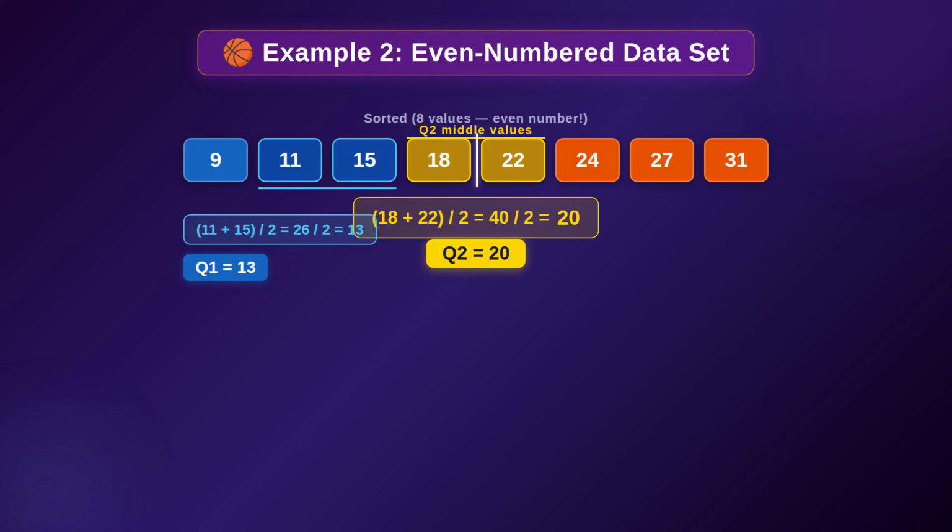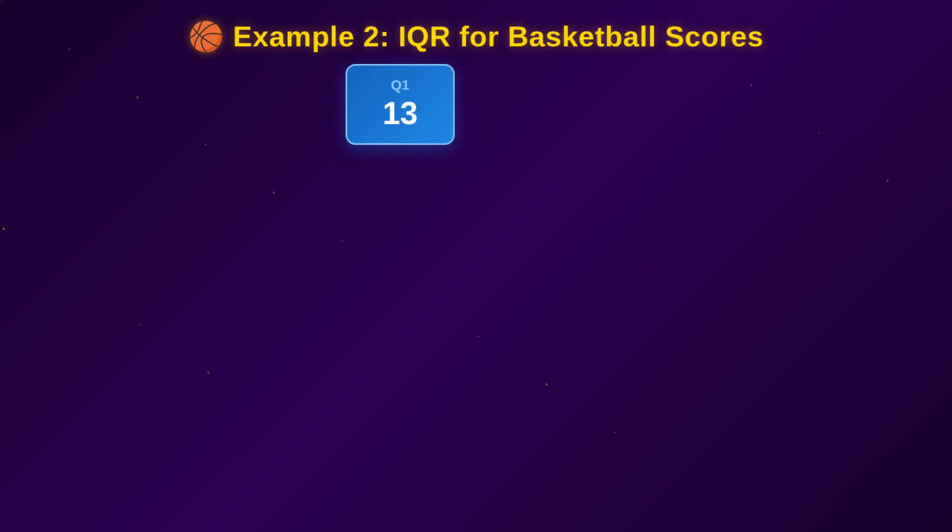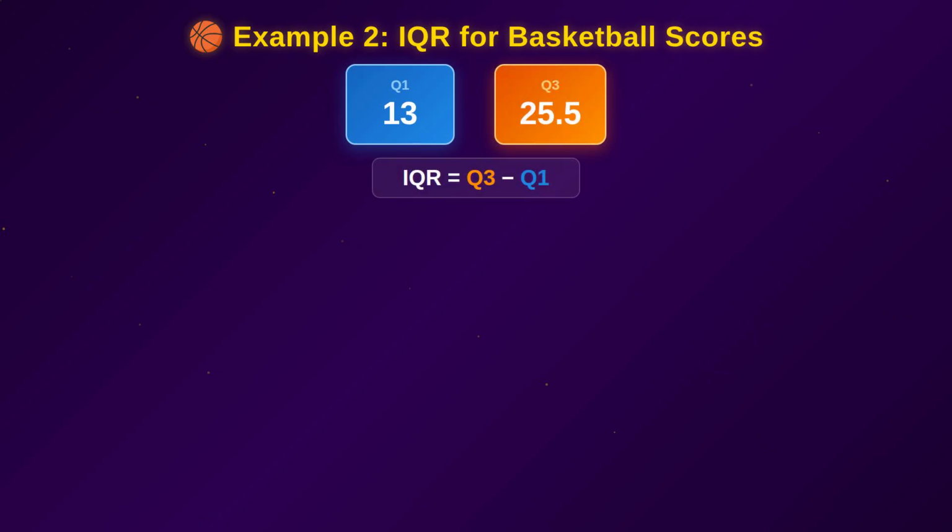Step 3. Lower half is 9, 11, 15, 18. The median is between 11 and 15. 11 plus 15 equals 26, divided by 2 equals 13. So Q1 equals 13. Step 4. Upper half is 22, 24, 27, 31. Median is between 24 and 27. 24 plus 27 equals 51, divided by 2 is 25.5. So Q3 equals 25.5.